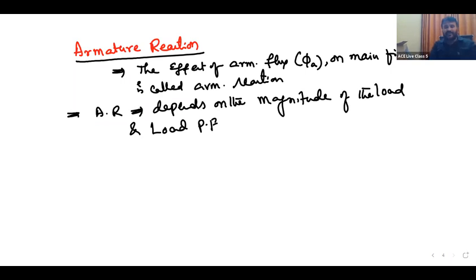Now let us see for various power factors: lagging power factor, leading power factor, UPF, and also partial load, RL load, 0.8 lagging, 0.6 lagging, 0.8 leading. How does armature reaction depend? Definitely it depends on the magnitude of the load, no doubt. When load increases, armature current increases, armature flux also increases. When armature flux increases, armature reaction also increases. So let us see how it depends on the power factor of the load.